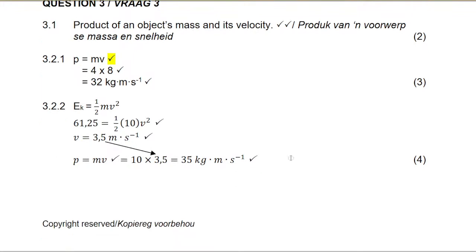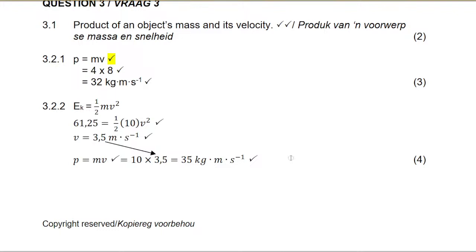So question 3, it says a ball A of mass 4 kilogram moving east at a speed of 8 meters per second collides with ball B of mass 10 kilogram moving west. So it's a head-on collision. The kinetic energy of ball B before the collision is 61.25 joules. After collision, ball A moves west at a speed of 5 meters per second. Ignore any form of friction. There's a diagram that explains what is happening, so that you don't forget when you are working on this.